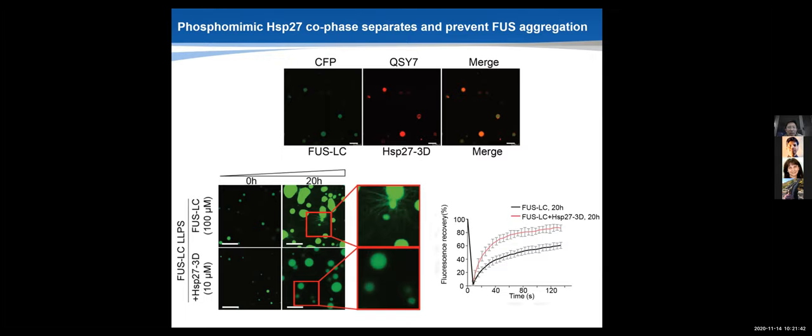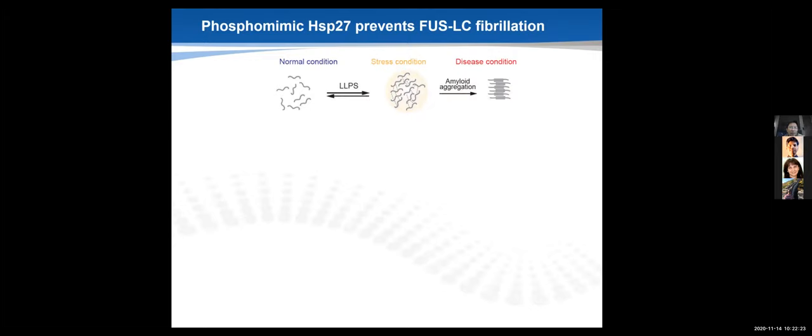From a FRAP experiment, we can see that FUS by itself after 20 minutes, the droplet dynamics decreased dramatically, but in the presence of co-phase separated HSP27, the dynamics still stay very good. So this means that when co-phase separated with FUS RC, HSP27 can chaperone FUS in the phase separated state to keep it in a very dynamic and functional state. So this is very interesting.